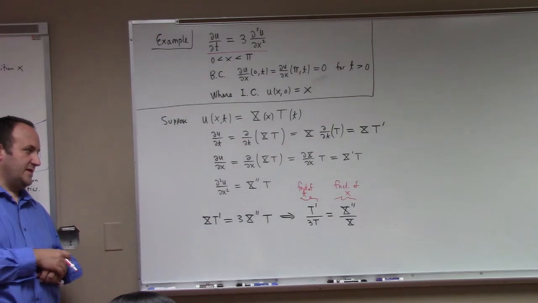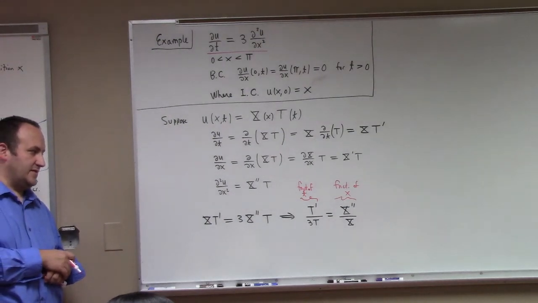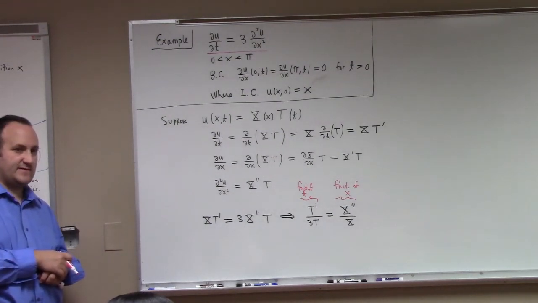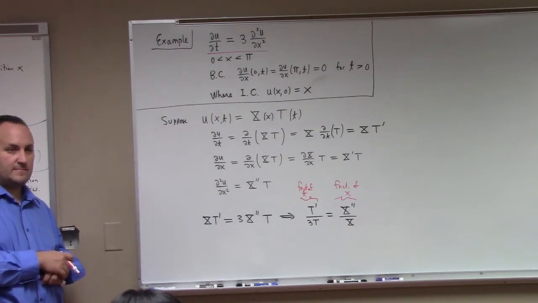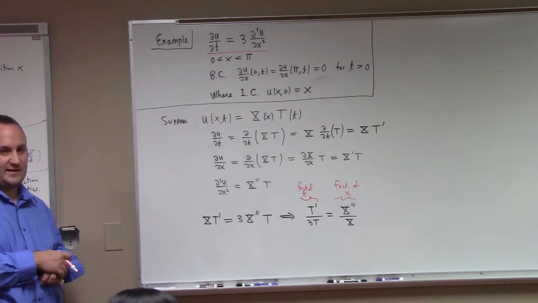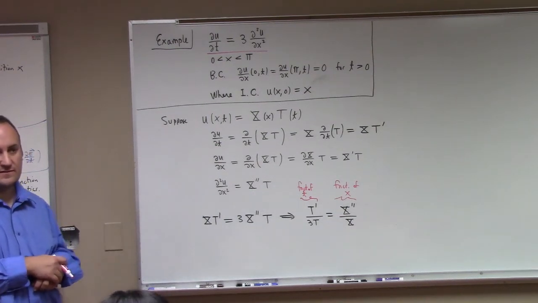In other words, if you could take this differential equation and differentiate it with respect to x, you would see you get a constant with respect to x. You could differentiate it with respect to t, and you get a constant with respect to t, right? If you've got a constant with respect to x and a constant with respect to t, what are you looking at?